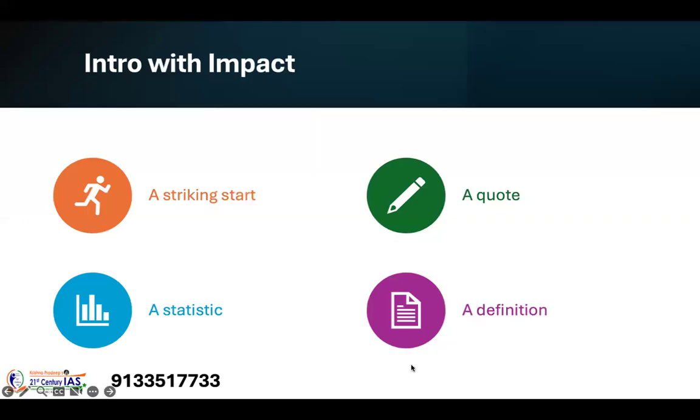In the beginning, the answers must be started with an introduction. Any answer writing strategy should be started with an IBC model, that is introduction, body, and the conclusion. Your introduction has to be a striking start. It should contain a quotation or a statistic or a definition. It will grab the attention. It shows the clarity of thought.